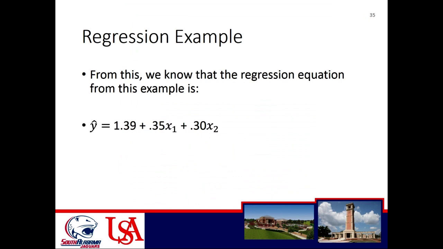So from this, we know that the regression equation from this example is y hat equals our intercept, which was 1.39, plus 0.35x1, which was our beta 1, plus our beta 2, which is 0.30x2. So overall, our regression equation is y hat equals 1.39 plus 0.35x1 plus 0.30x2. This is the regression equation we got from our regression results.